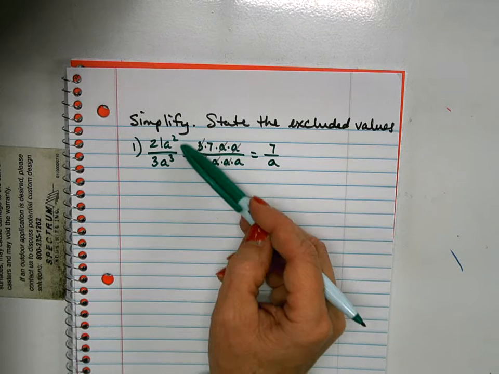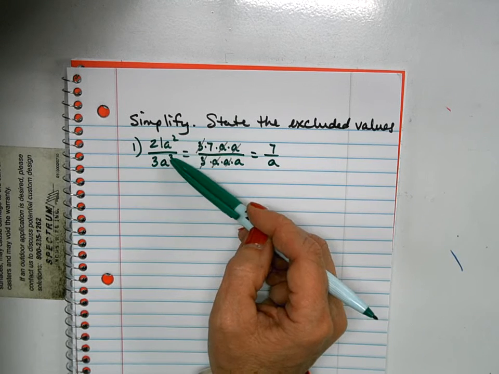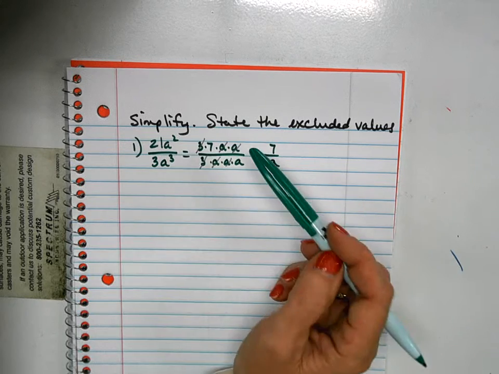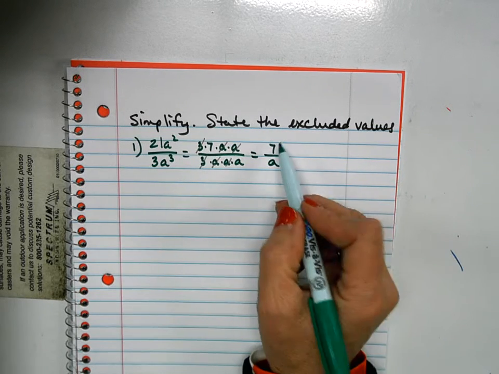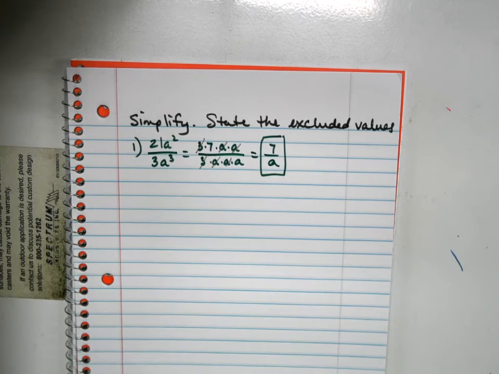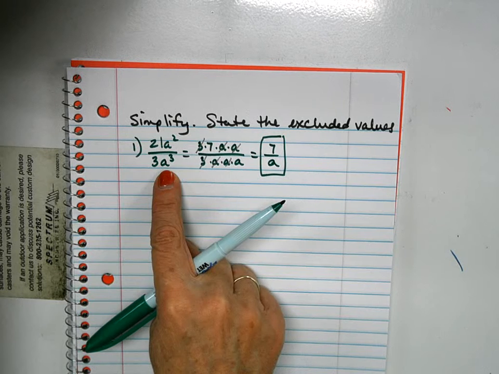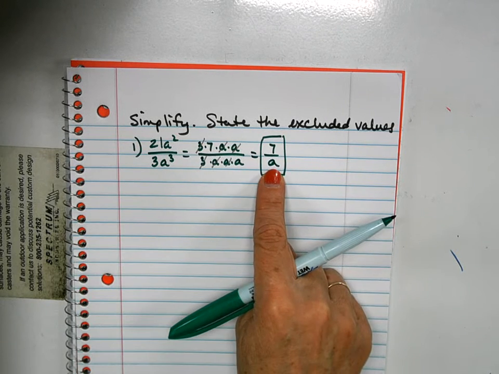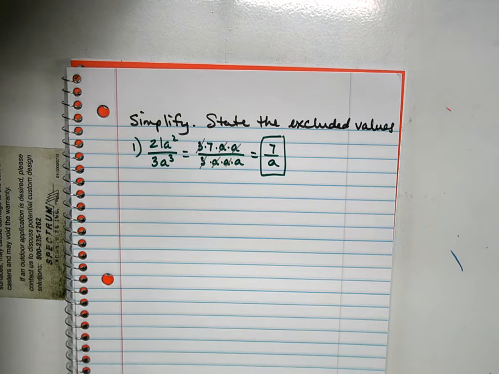The common factor here is a squared. A squared goes into both of these. So I could divide an a squared out, leaving just 1, and then divide an a squared out there, leaving a. All right? This is simplified. Now, as far as the excluded values, what you want to look at is your denominators. I have a in the denominator, a cubed, and all these a's, and then I end up with a. What value for a would cause that denominator to be 0?